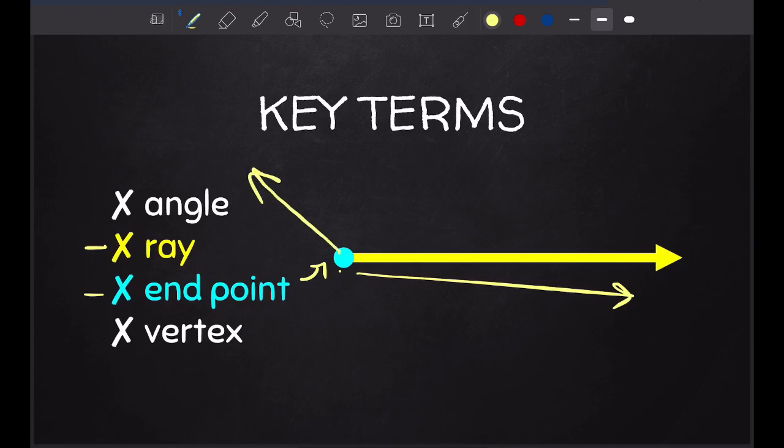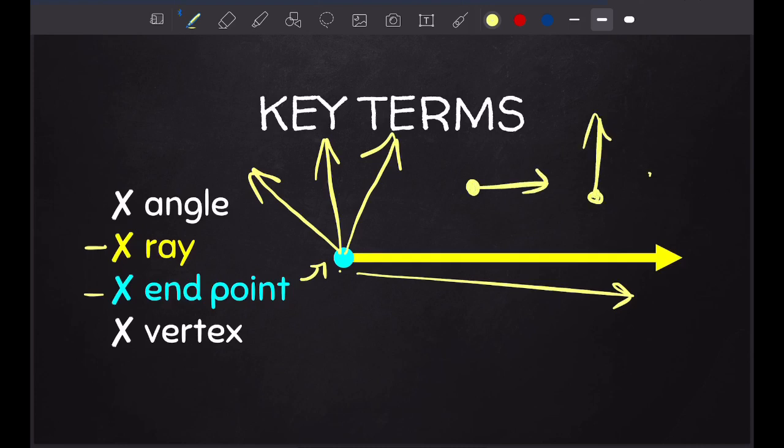And it can go in any direction. Okay, so this is a ray, this is a ray, this is a ray. As long as it has an endpoint and a line going infinitely to another direction.